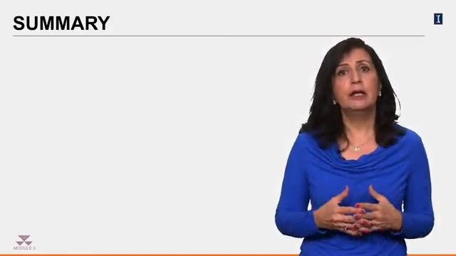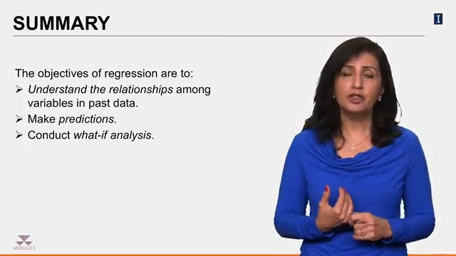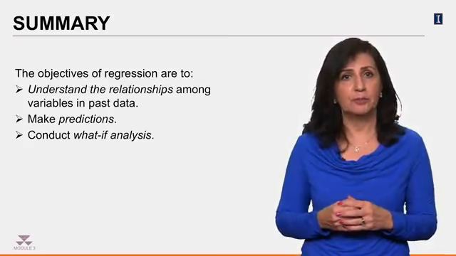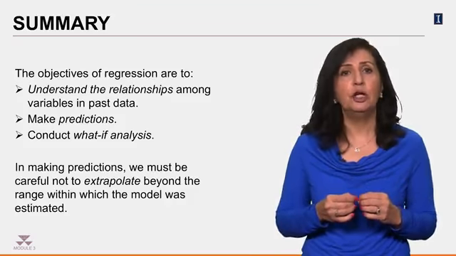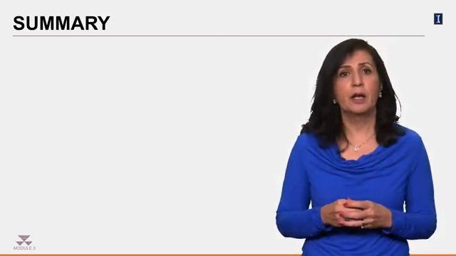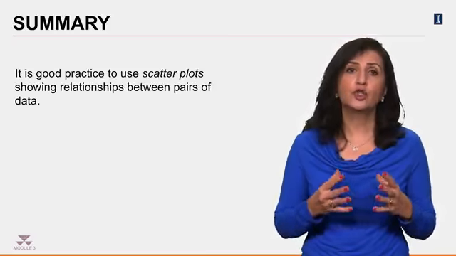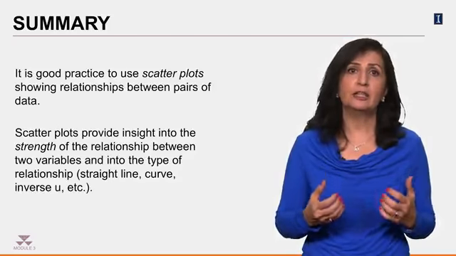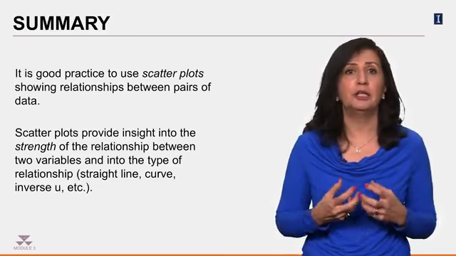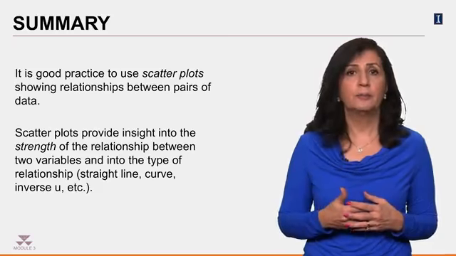So in summary, let me remind you that the objectives of regression are to understand the relationship between variables in past data, to make predictions, and to conduct what-if analysis. And in making predictions, we must be careful not to extrapolate beyond the range within which the model was estimated. Prior to estimating a regression model, it is a good practice to use scatter plots showing the relationship between pairs of data. Scatter plots provide insight into the strength of the relationship between two variables and into the type of relationship: straight line, curve, inverse, and so on and so on.